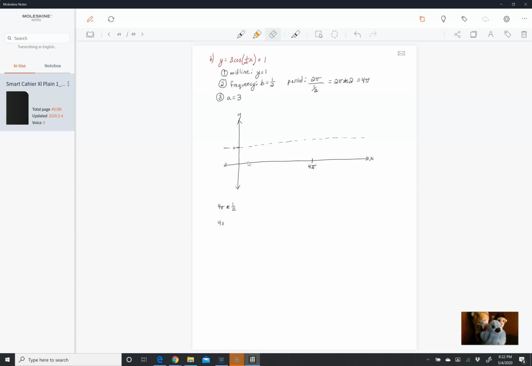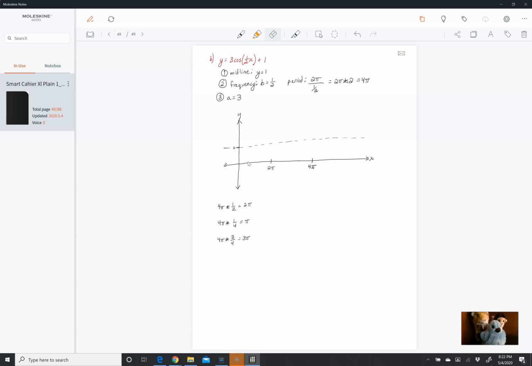We could do 4 pi times 1/4, and 4 pi times 3/4. This gives us our 3 points. So 4 pi times 1/2 gives us 2 pi. This gives us pi, and this gives us 3 pi. So here is 2 pi.